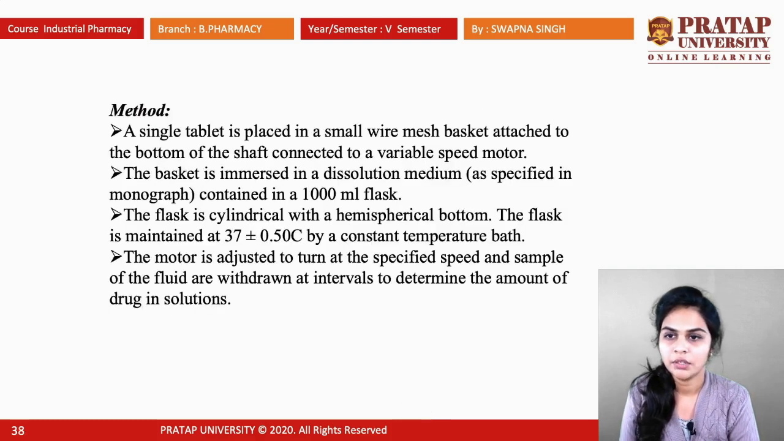For dissolution media we can use the one specified in the monograph of that particular drug, in a 1000 ml flask. The flask is cylindrical with a hemispherical bottom, and is maintained at 37 plus or minus 0.5 degrees Celsius by a constant temperature bath. Then the motor is adjusted to turn at the specified speed, and samples of the fluid are withdrawn at intervals to determine the amount of drug in solution.